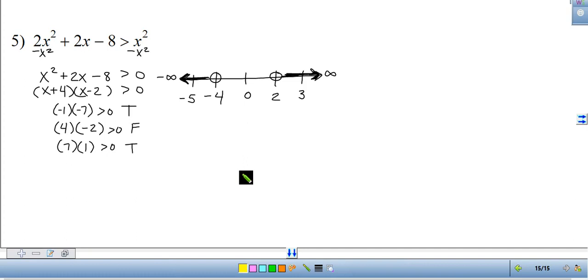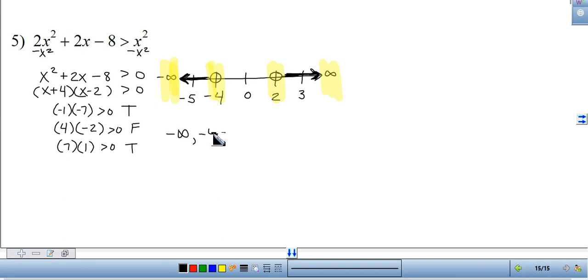So here's how it works. You need to look at the ends of your shading, because the ends of your shading will be the numbers you use to write your intervals. So on this side, this interval goes from -infinity to -4. Those are my two ends. You put a comma in between those ends.